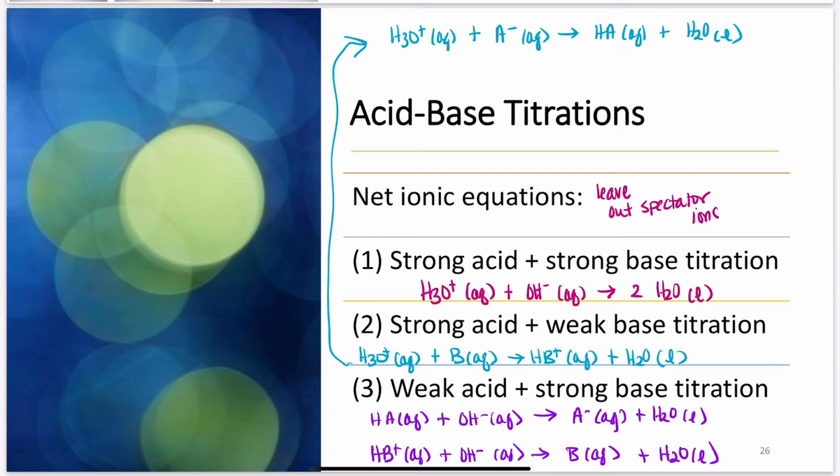These are for monoprotic. You may have diprotic. You need to pay attention if you have HA, H2A, or H3A. You need to know which one you're dealing with because it's a different number of moles of acid to base if you have diprotic and triprotic compared to monoprotic.